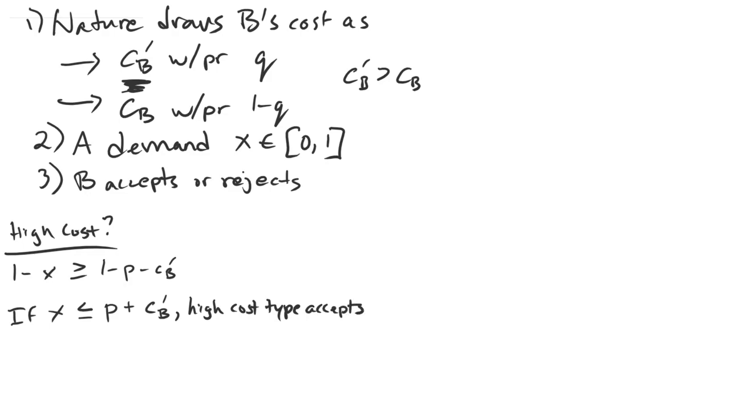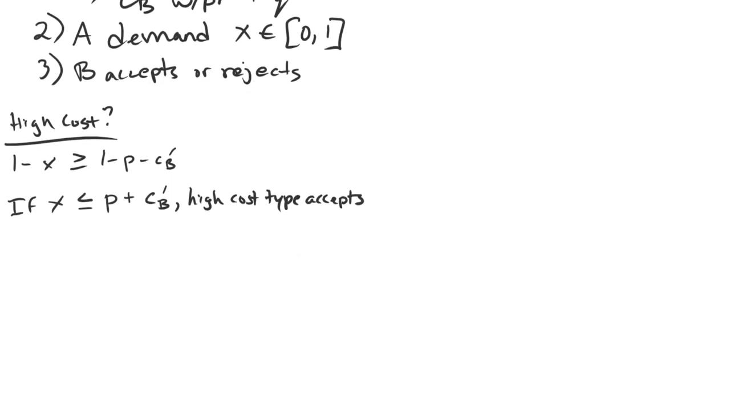Okay, simple as that. Nothing extra to think about. When the high cost type has a demand, it sees what's going on. It knows its cost for war. It's simply looking at whether accepting that demand is better than fighting a war conditional on having high costs. Nothing too new here. It's going to accept if X is less than or equal to P plus CB prime, it will reject otherwise. Okay, what about the low-cost type?